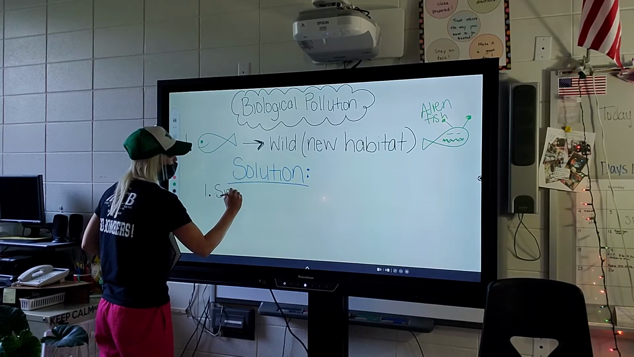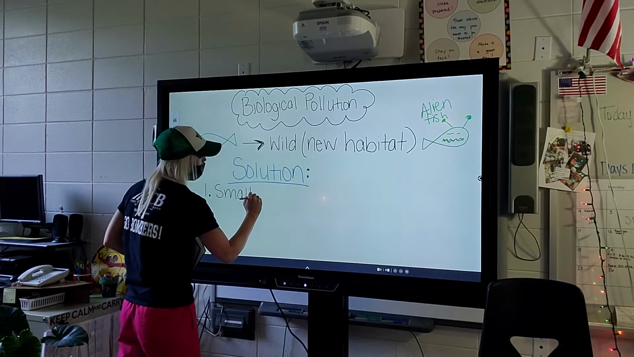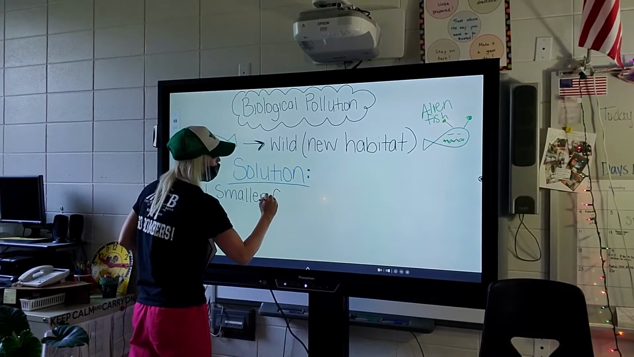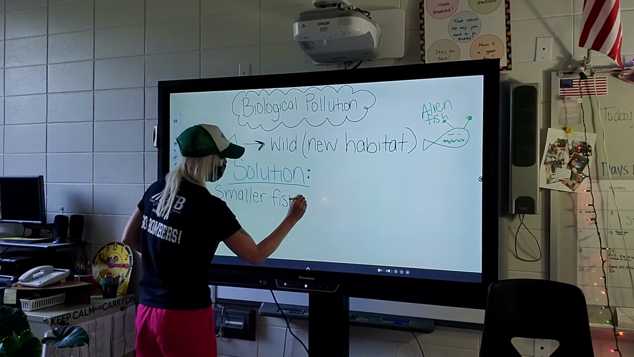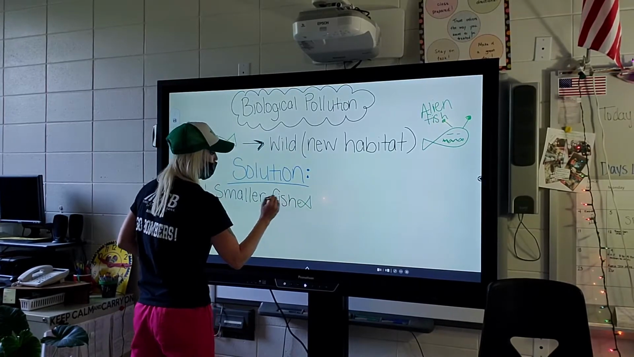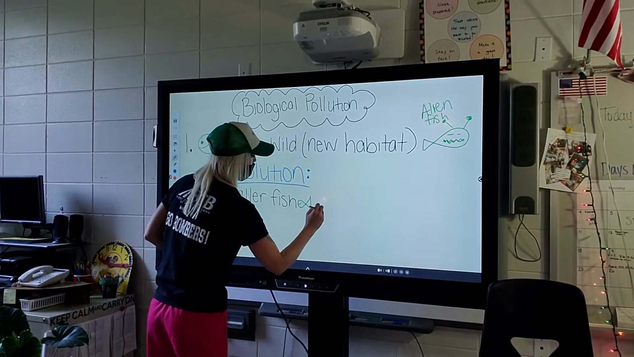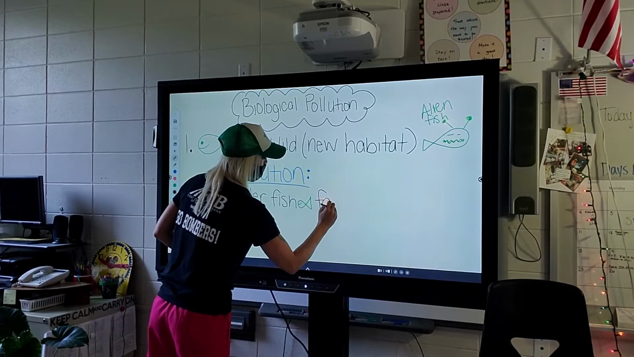have smaller fish farms. So, smaller, everyone's writing? Smaller fish, and if you don't want to write fish, you can draw a picture of your fish. Smaller fish farms.